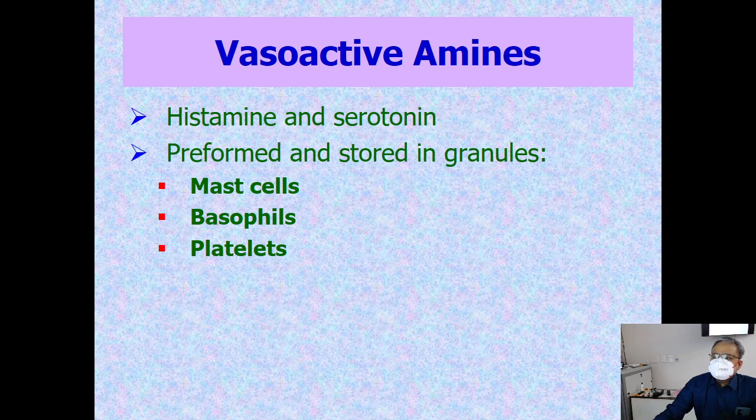So, okay, let's try to understand. When will the platelets degranulate? When will a mast cell degranulate?